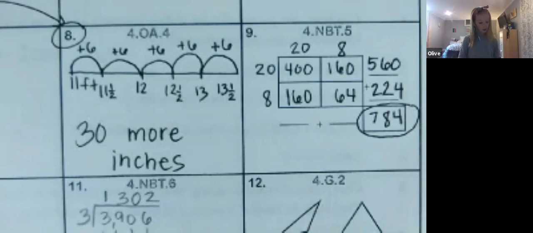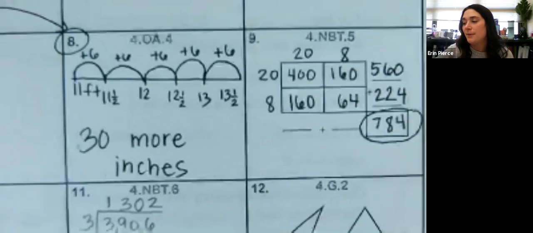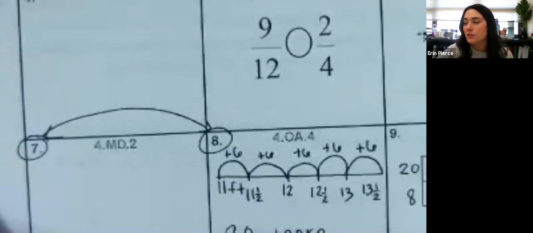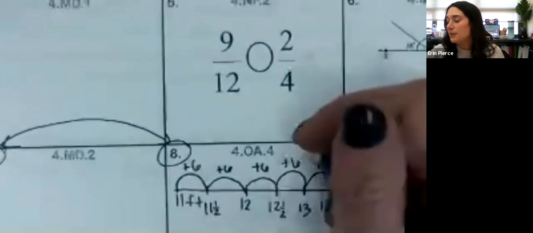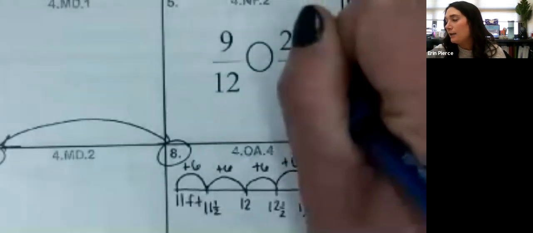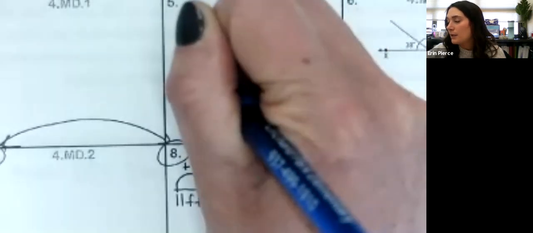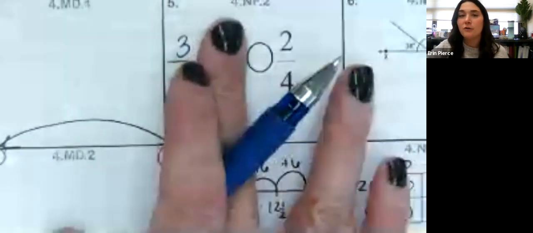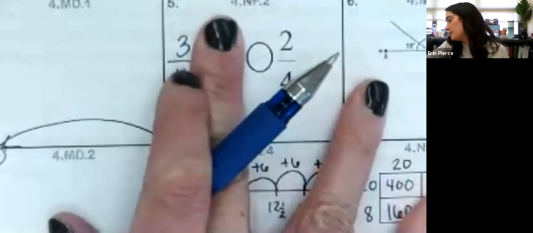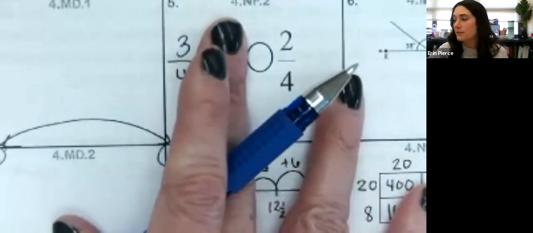Will you please do number 5? Number 5, fill in the sign that makes this sentence true. Think about it. 9/12 equals 3/4. So if 9/12 is the same thing as 3/4, I need to write, thinking right here, 3/4. These are the same. So if I want to kind of put my finger over top of 9/12, and I can think of 2/4. So now I'm comparing 3/4 and 2/4.